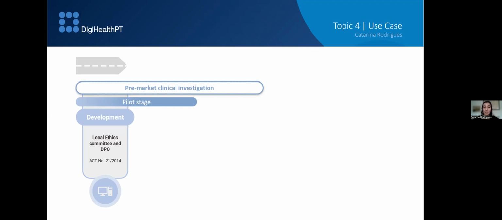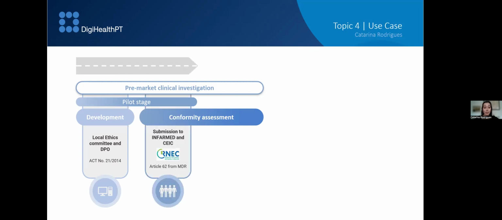Also, in the pilot stage, I can perform other types of studies, such as usability studies. I can perform first-in-human studies. And from the point that I choose to use that data for the conformity assessment to obtain CE marking, I need to submit the study to the national authorities. And in here, I mean INFARMED and SEIC. SEIC is the National Ethics Committee for Clinical Research.